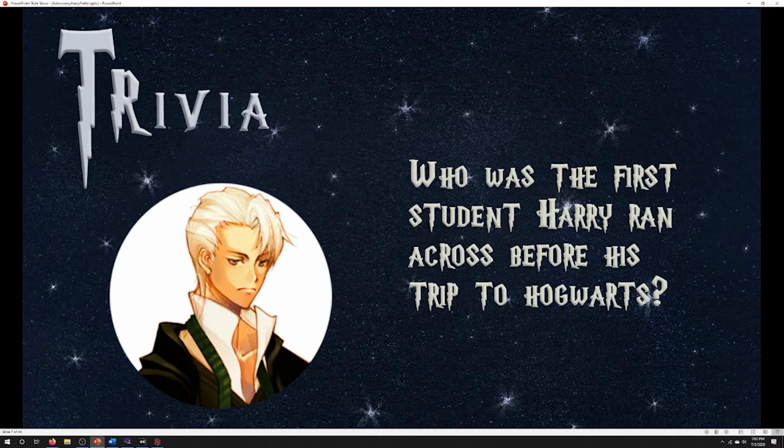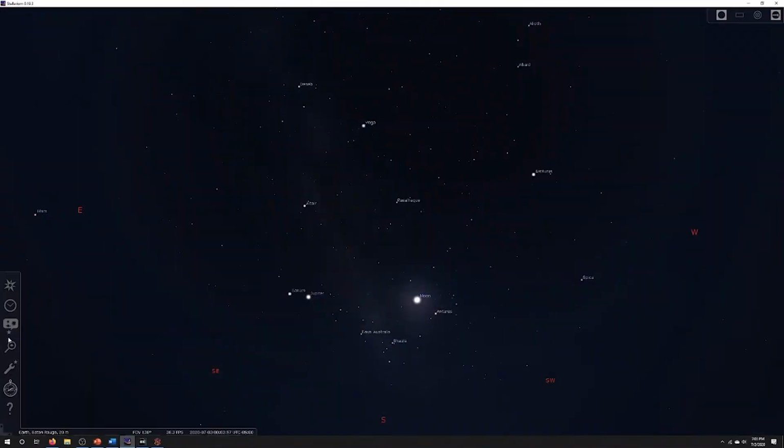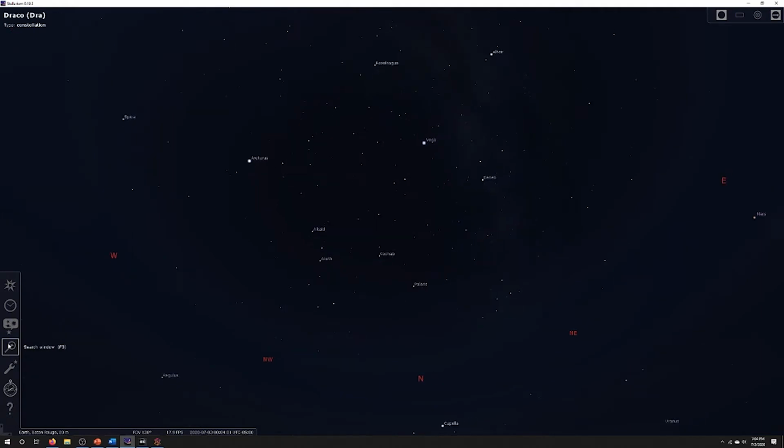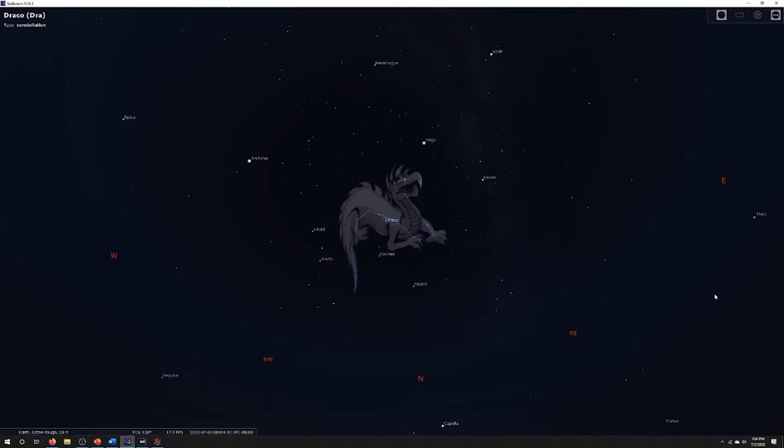Draco Malfoy gets his name from the constellation Draco the Dragon. Let's take a look at where Draco the Dragon is in our sky. Here we are. There is Draco the Dragon. The head of the dragon right there, the body and the tail of Draco the Dragon.